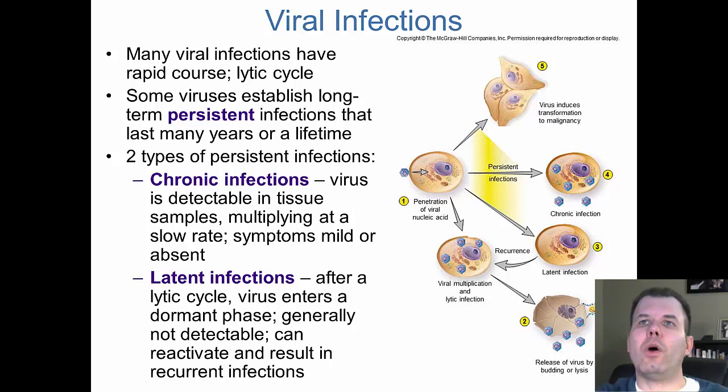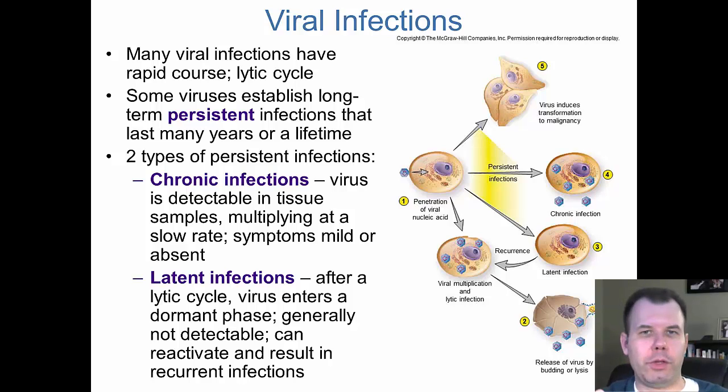Okay. So many viral infections have a rapid course, and that is the lytic cycle. When you get sick, that's the rapid lytic cycle. It spreads to other cells very quickly. You get sick, you clear the infection, and then it's over. Some do establish long-term persistent infections, where you could be suffering for a long period of time. Others will go into what we call latent infections, where you get infected and then it goes and hides.